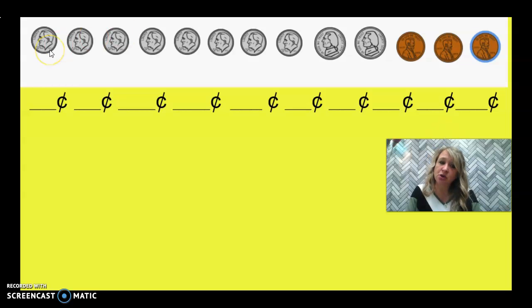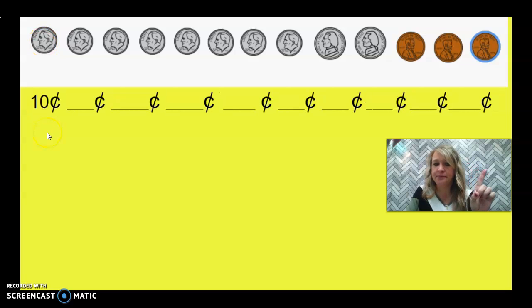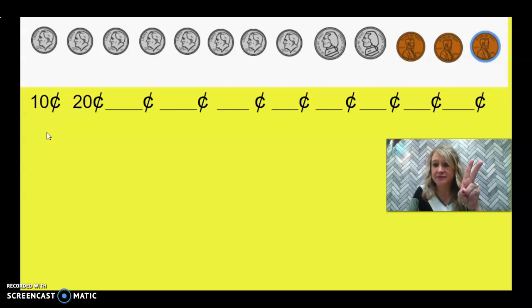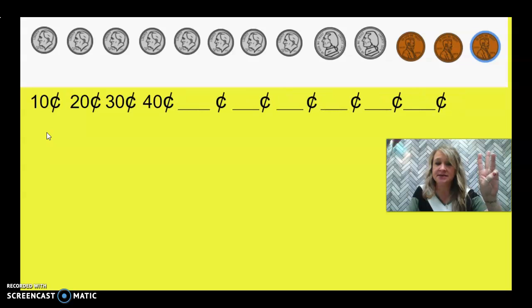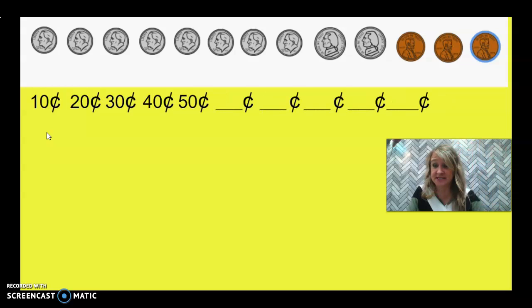Remember, we have to start with the largest value. How much is 1 dime? 10 cents. Very good. How much is 2 dimes? Excellent. Good job. What about 3 dimes? 30 cents. 4 dimes? 40 cents. 5 dimes? 50 cents. Now, since we have another dime, what comes after 50?